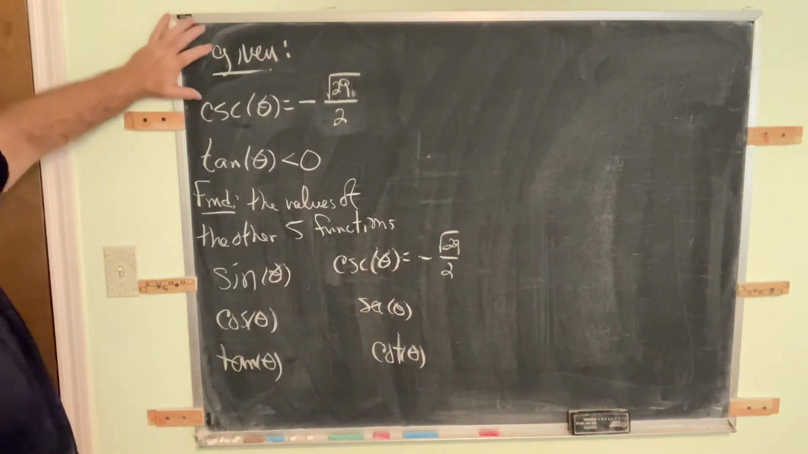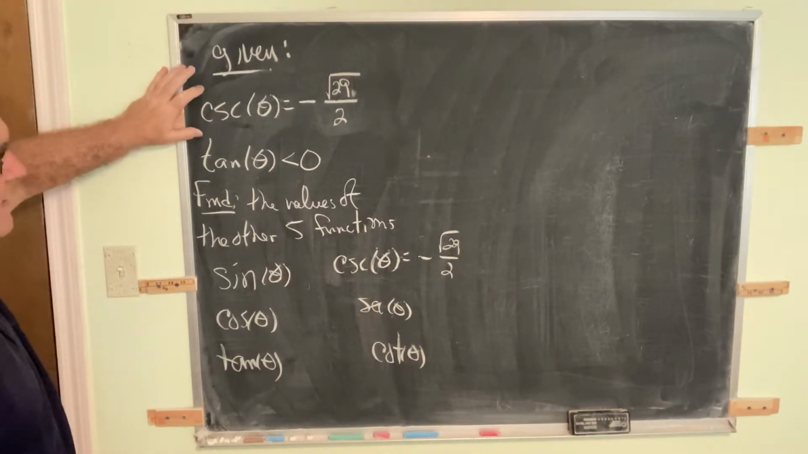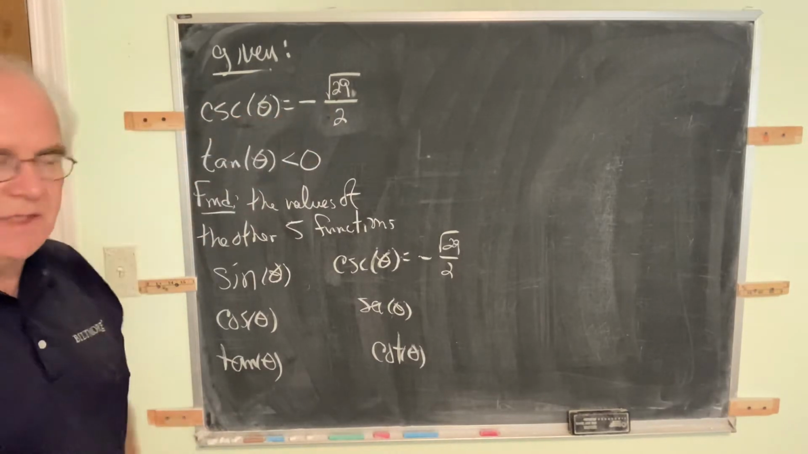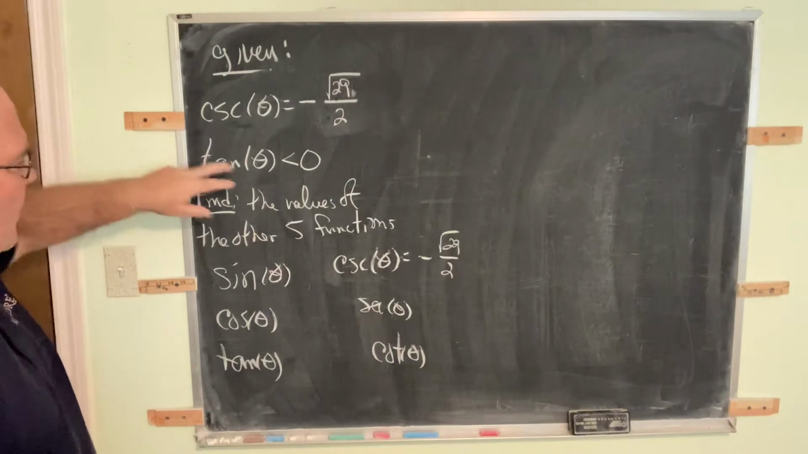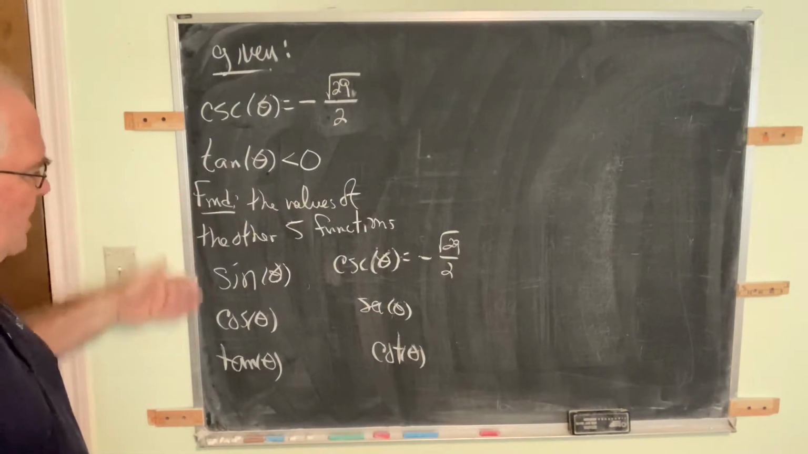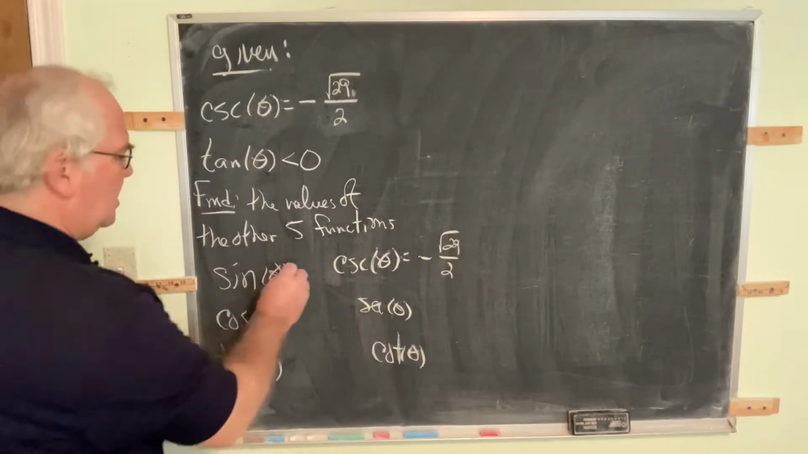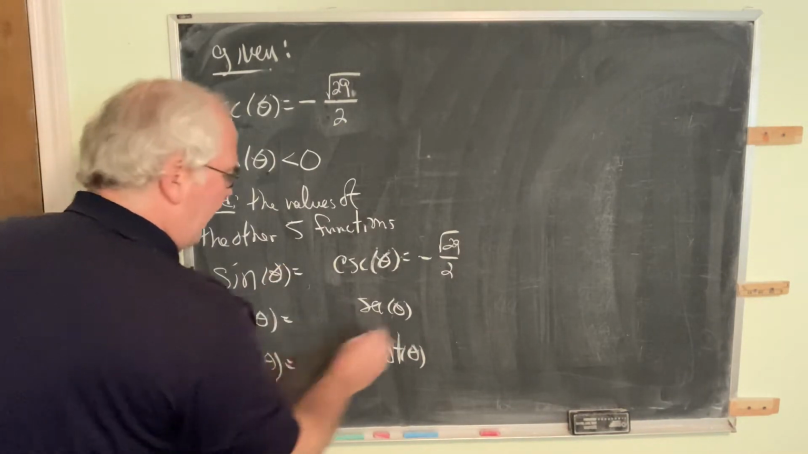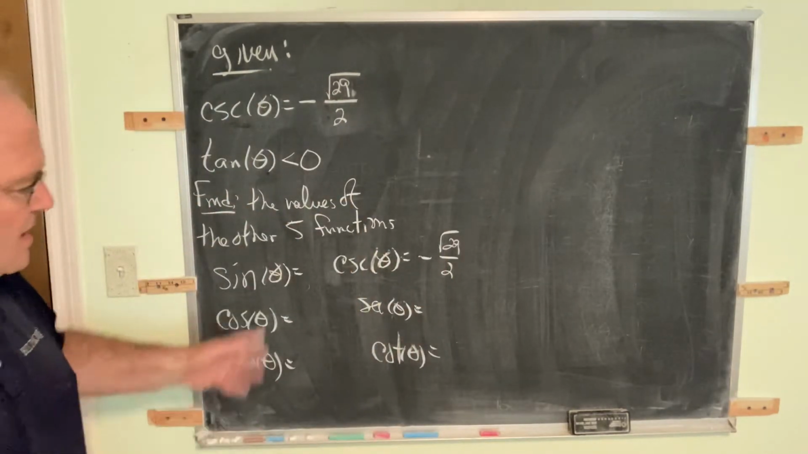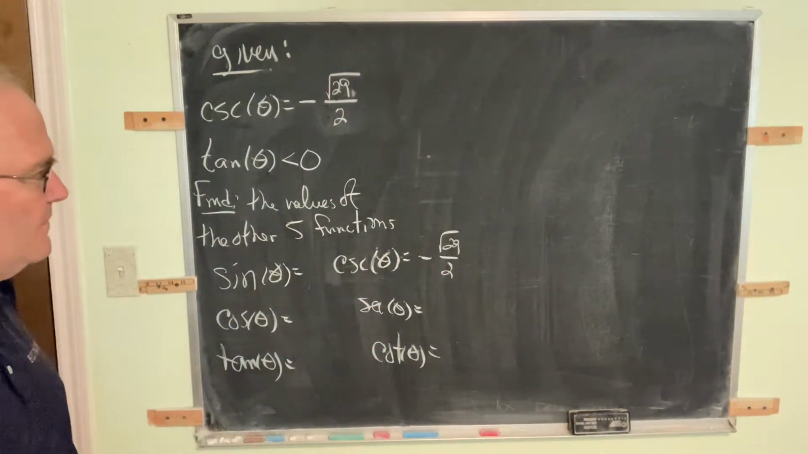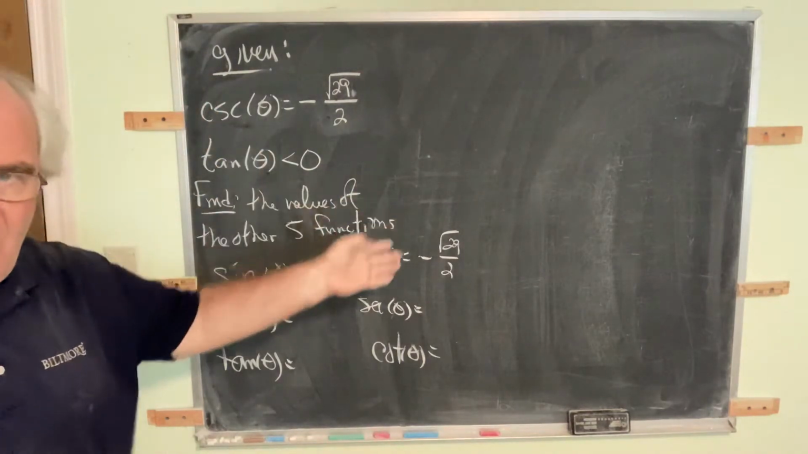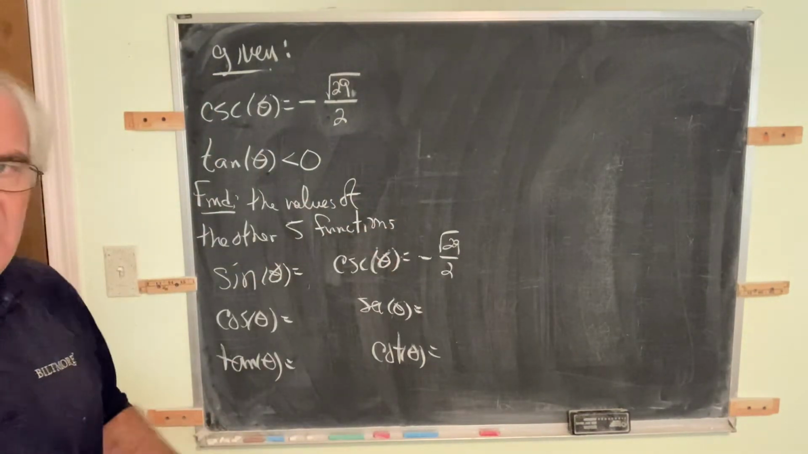Our next little problem: given cosecant theta is negative square root 29 over 2, that's a wonderful number, and tangent theta is less than 0, we're asked to find the values of the other 5 functions. I have all the functions lined up here. I actually have cosecant already done, just to make it look nice, but we're asked to find the other 5.